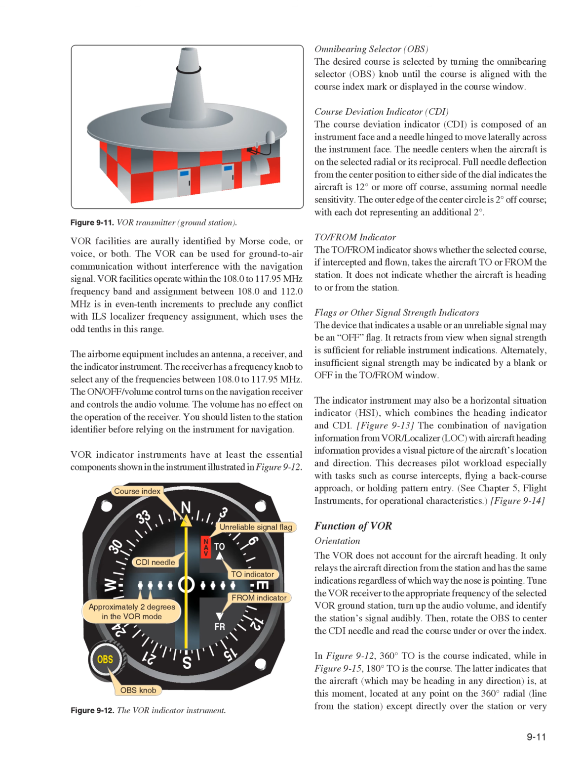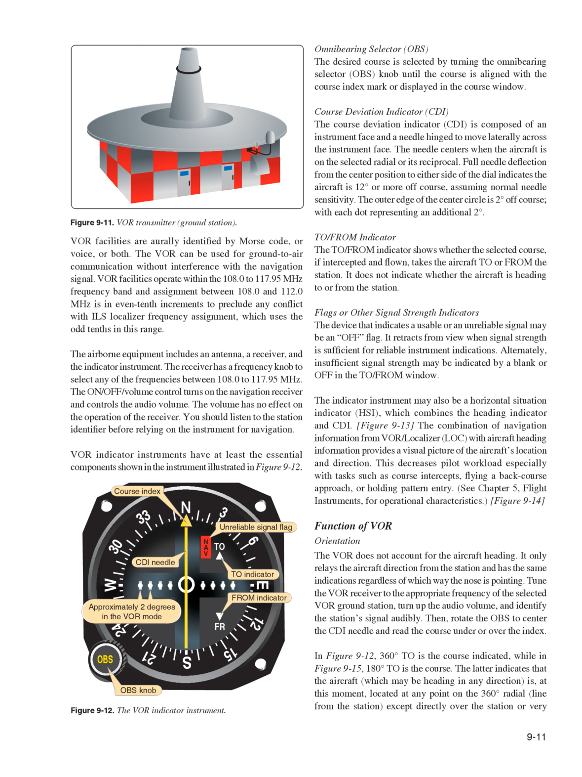VOR facilities are aurally identified by Morse code, or voice, or both. The VOR can be used for ground-to-air communication without interference with the navigation signal. VOR facilities operate within the 108.0 to 117.95 MHz frequency band, and assignment between 108.0 and 112.0 MHz is in even tenth increments to preclude any conflict with ILS localizer frequency assignment, which uses the odd tenths in this range.